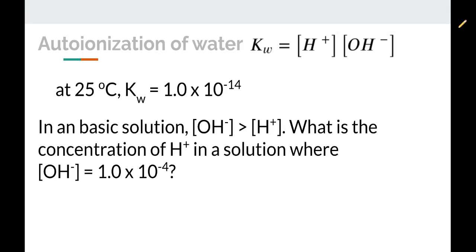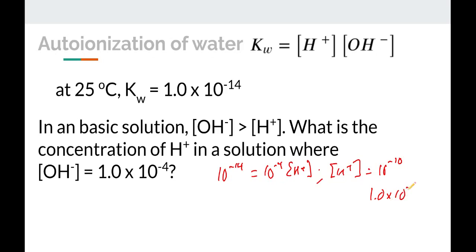In a basic solution, by contrast, the concentration of OH minus overpowers that of H plus. What's the concentration of H plus in a solution where OH minus concentration is 1 times 10 to the minus 4th? We'll do it the same way. Kw, which is 10 to the negative 14th, is equal to 10 to the negative 4th times the H plus concentration. Solve this for H plus concentration, and you find out that H plus concentration is 10 to the minus 10th. And it's 1.0 times 10 to the minus 10th. We're just preserving this number of significant figures there.